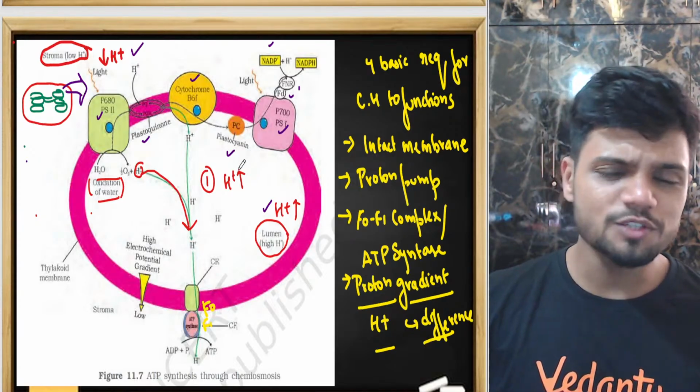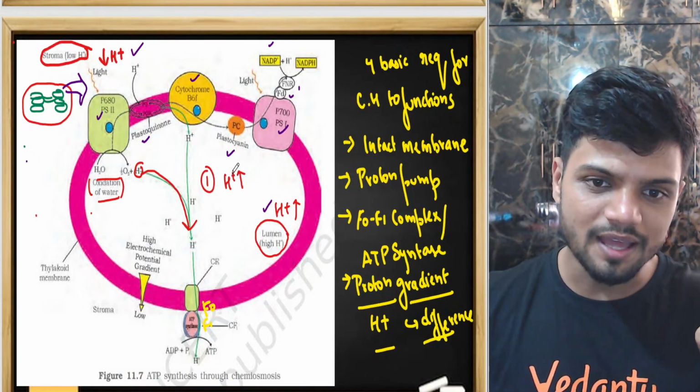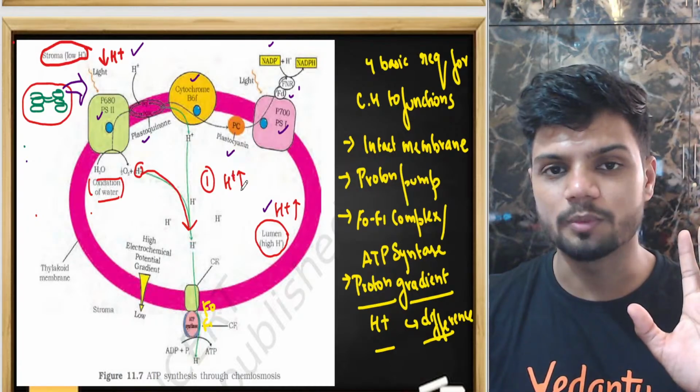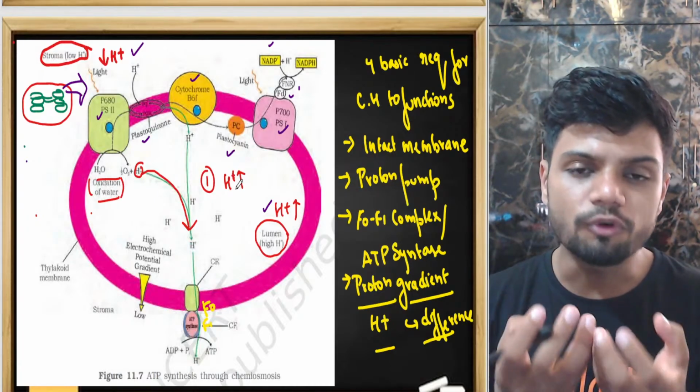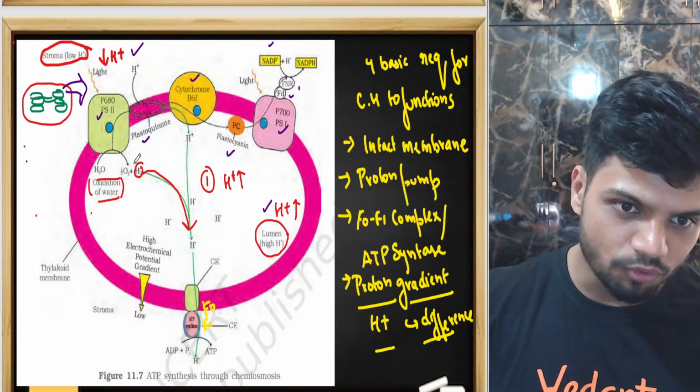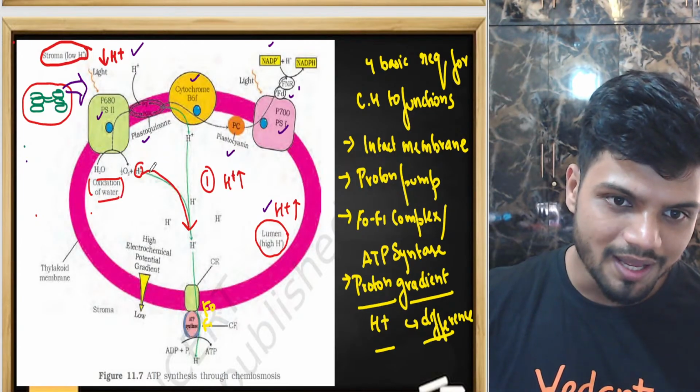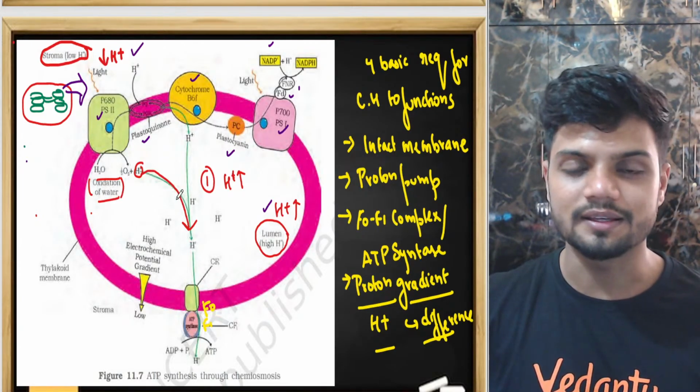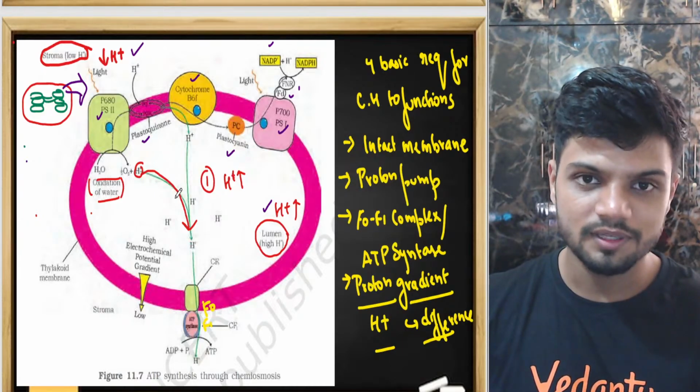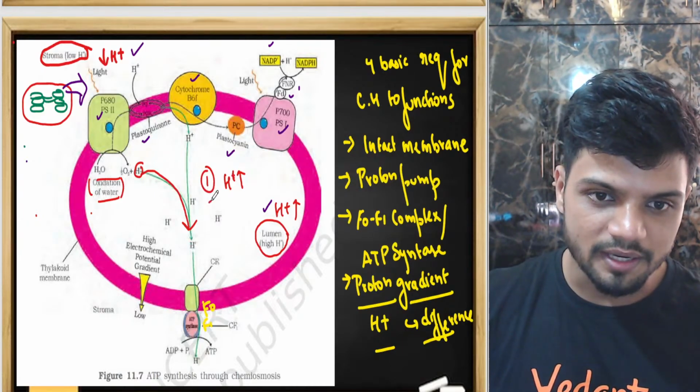Okay. So first was what? First method is what? Increasing the H plus concentration in the lumen. How? By photolysis of water. Wherever there is photolysis of water or oxidation of water, H plus concentration is increasing inside. Done. Understand the second method now.